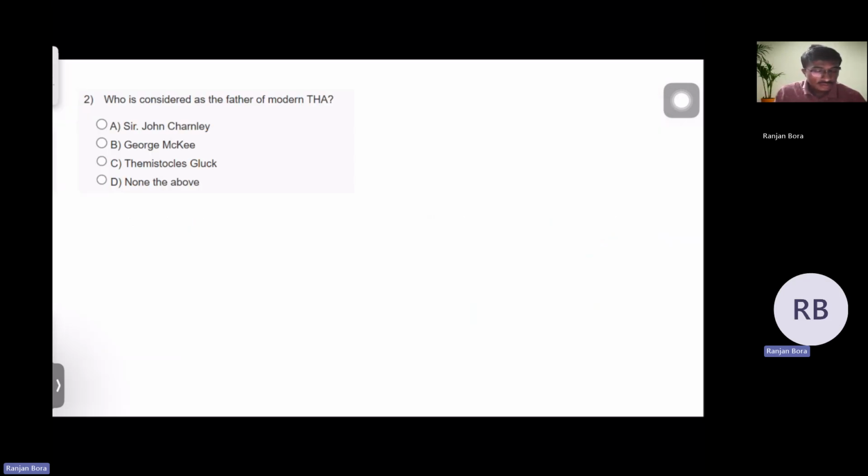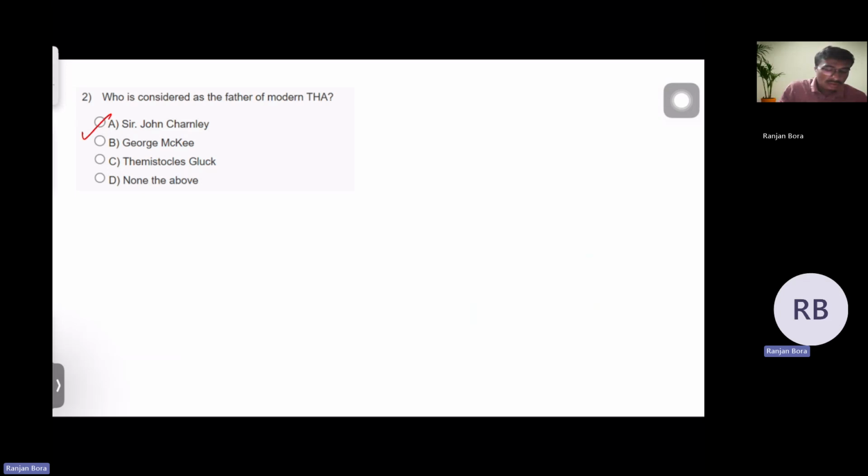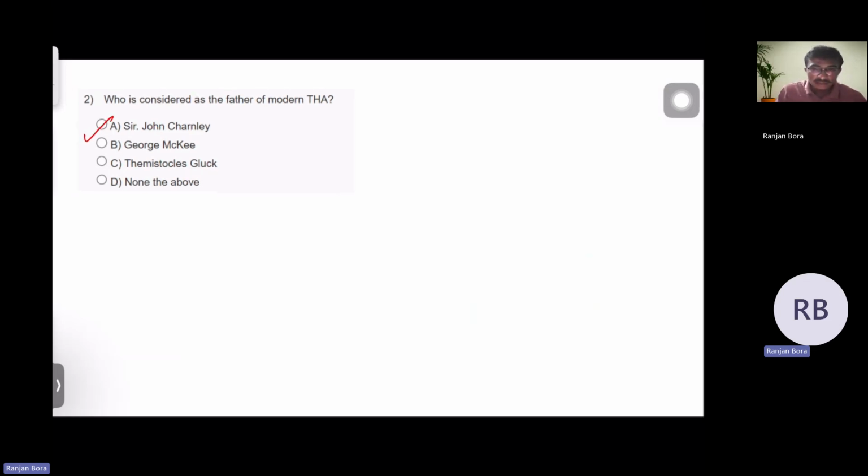Next question: who is considered the father of modern total hip arthroplasty? Option A is correct. Sir John Charnley is considered the father of modern THA.